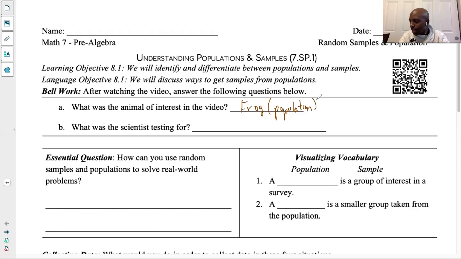What were the scientists testing for in this particular situation? They were testing for fungus, to see if there were fungus, to see if there were infections.